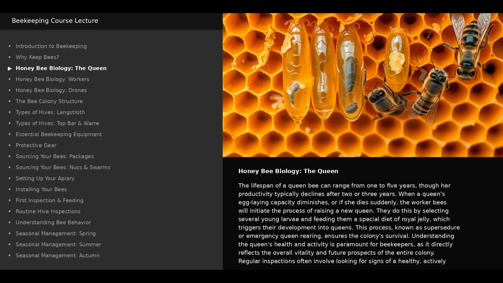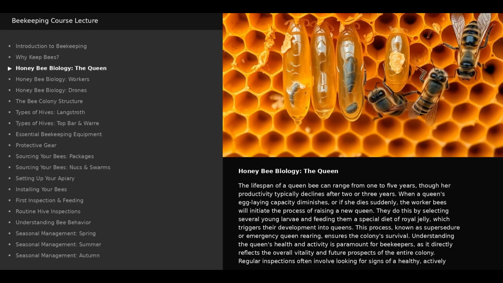The lifespan of a queen bee can range from 1 to 5 years, though her productivity typically declines after 2 or 3 years. When a queen's egg-laying capacity diminishes, or if she dies suddenly, the worker bees will initiate the process of raising a new queen. They do this by selecting several young larvae and feeding them a special diet of royal jelly, which triggers their development into queens. This process, known as supersedure or emergency queen rearing, ensures the colony's survival.